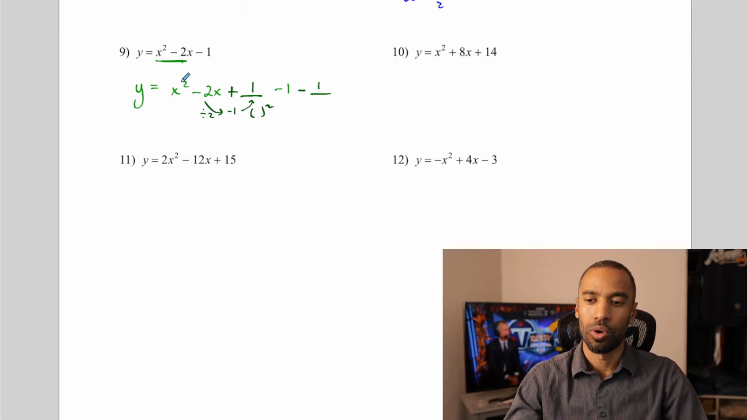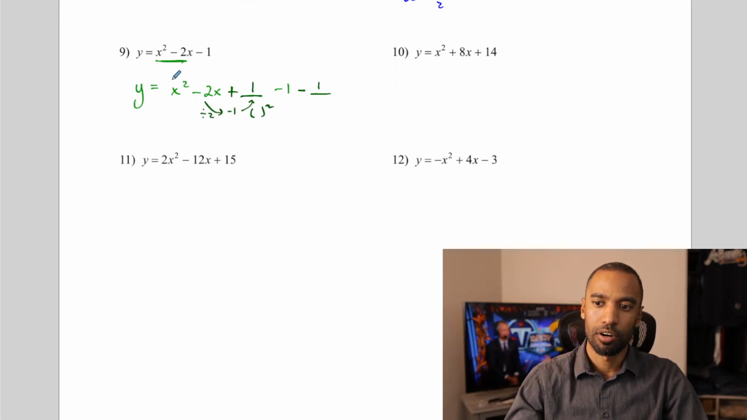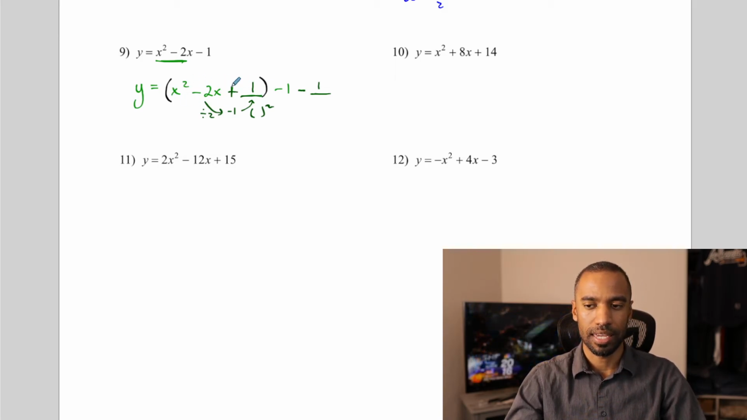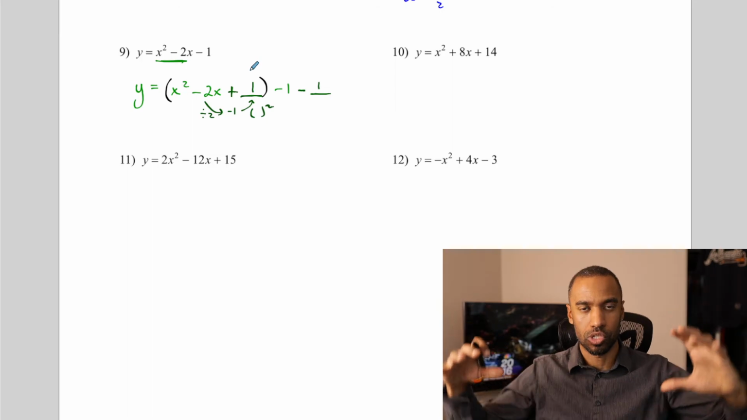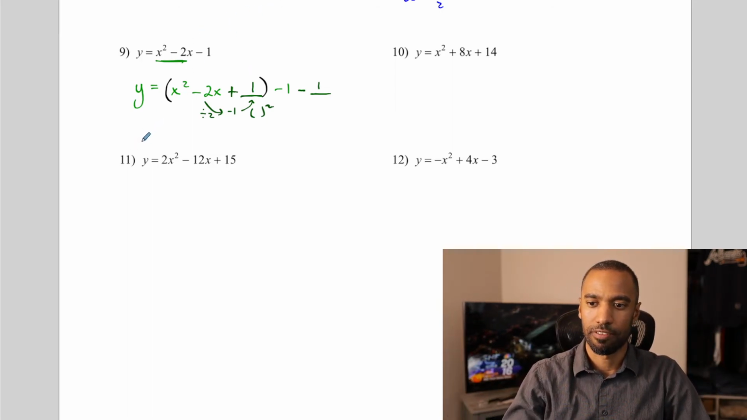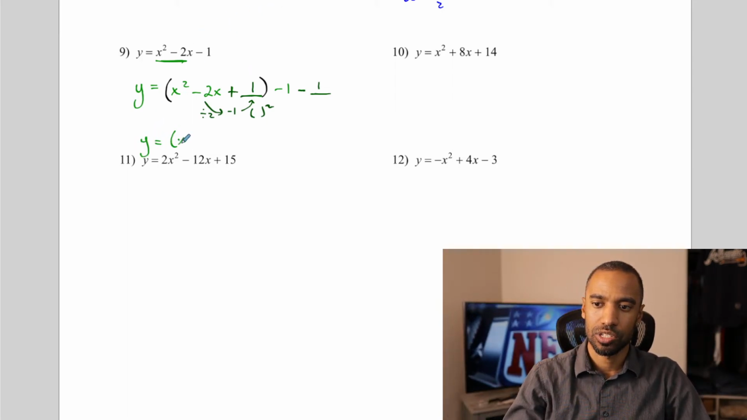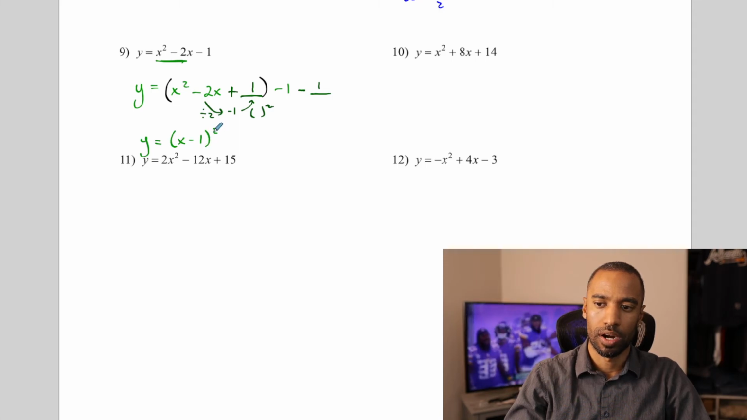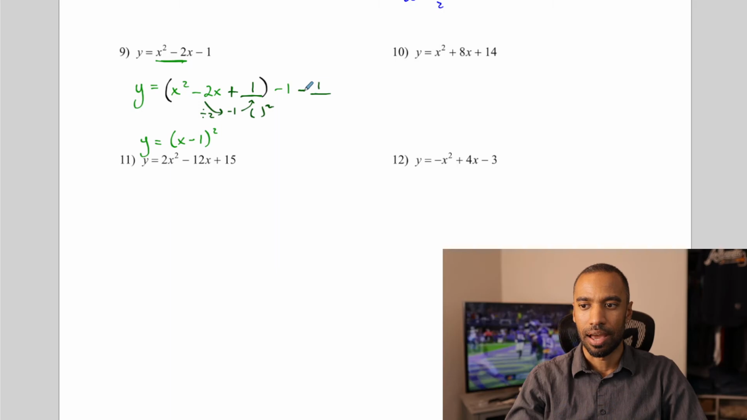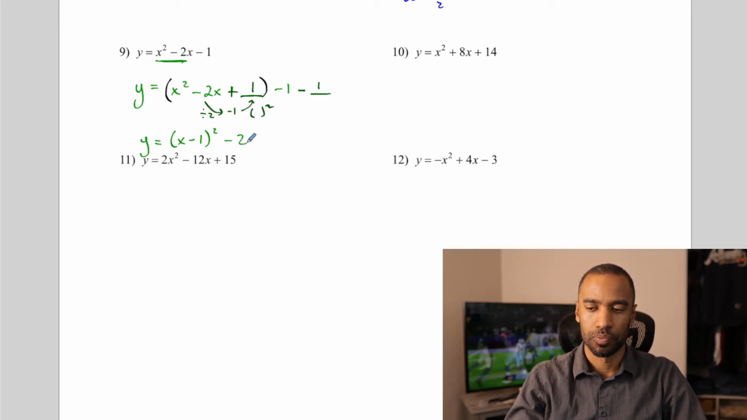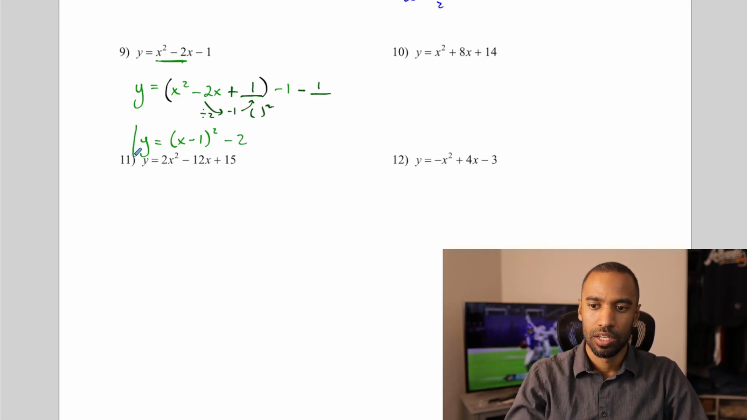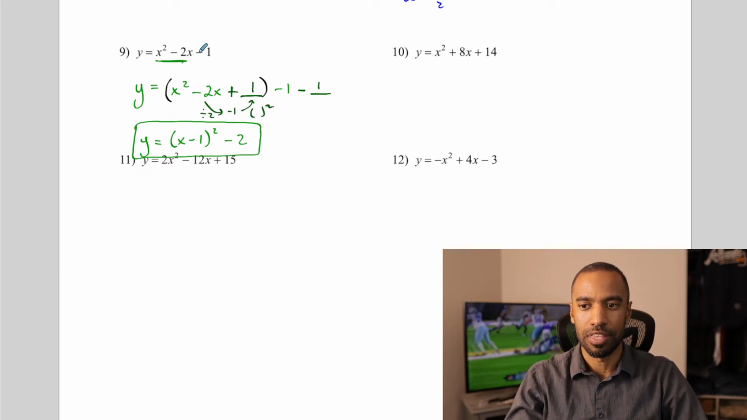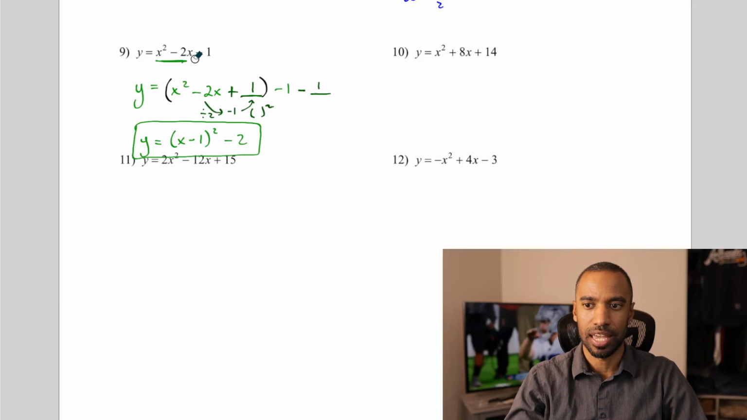What I did, though, was I made a perfect square trinomial right here. This whole thing right here can factor down into a squared quantity. What does it factor down into? x minus 1 quantity squared. Now, negative 1 minus 1 is negative 2. You know what we just did? We just created the vertex form equivalent of this quadratic equation written in standard form.